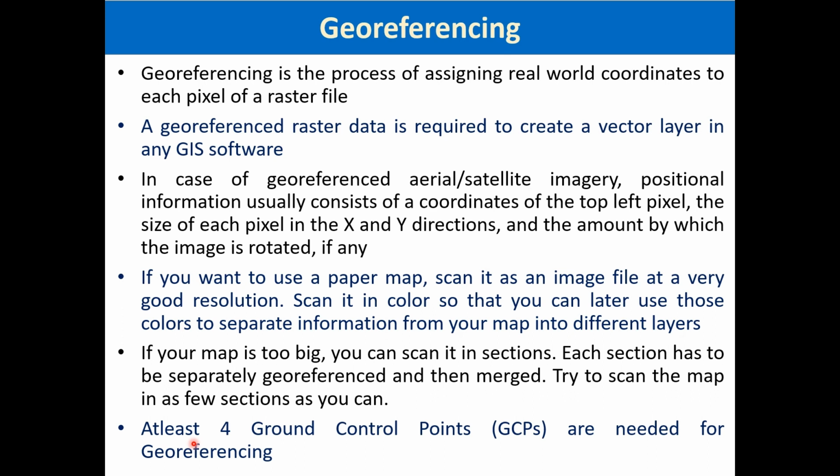Or in the scanned map itself, there may be a grid of coordinates, and you can make use of the intersections of those latitudes and longitudes, the grid points, as known ground control points. Or if the map has any prominent locations, some monument or some junction of roadways, or some other public utility building, the coordinates of those known points can be used as ground control points.